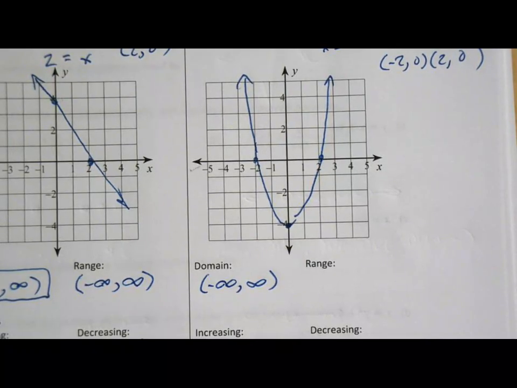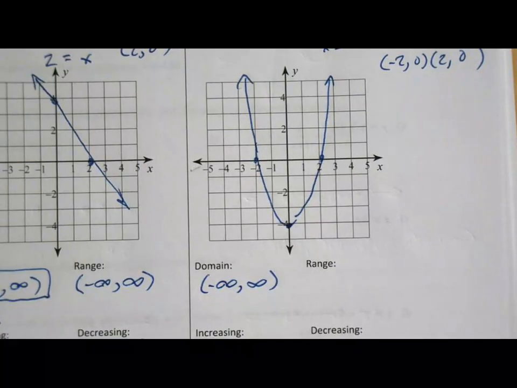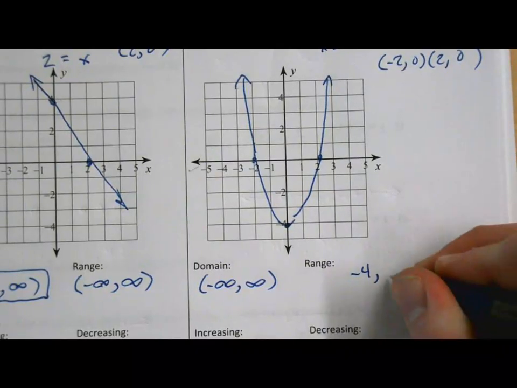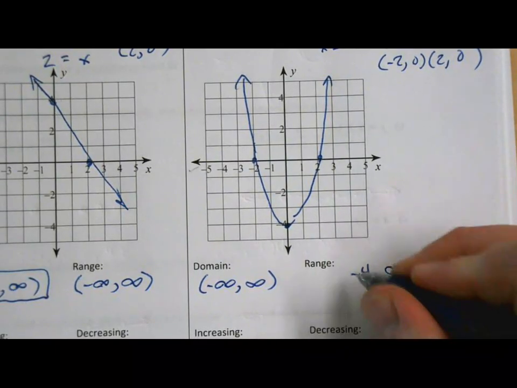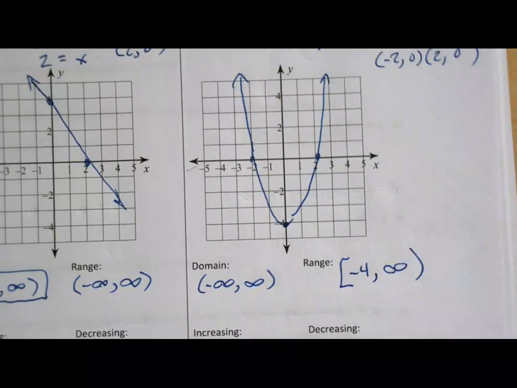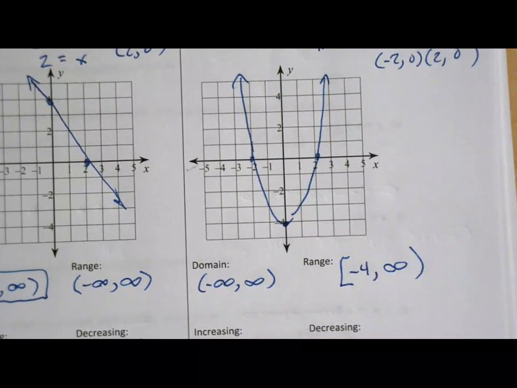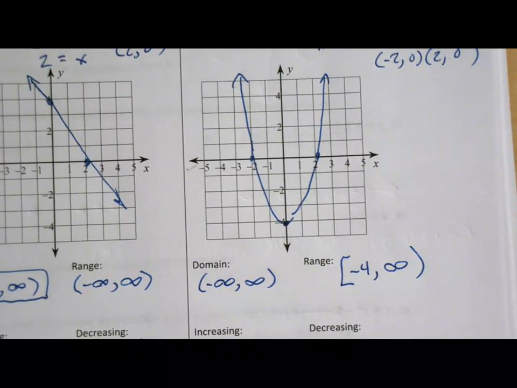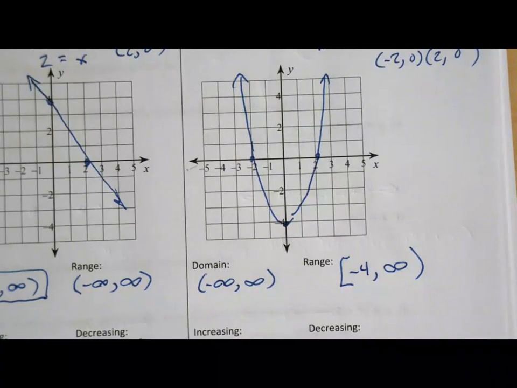Remember, when we're doing anything in interval notation, we want to go smallest to largest. So range goes with y. What is the smallest y value that we see on this graph? -4, and the largest is infinity. And I think one of those is going to get a square bracket because it is on the graph. Okay. How you guys feeling? That wasn't too bad for our first day of notes, right?